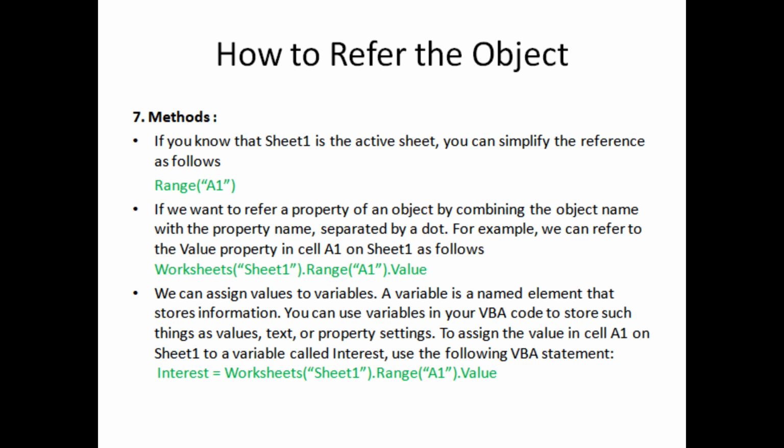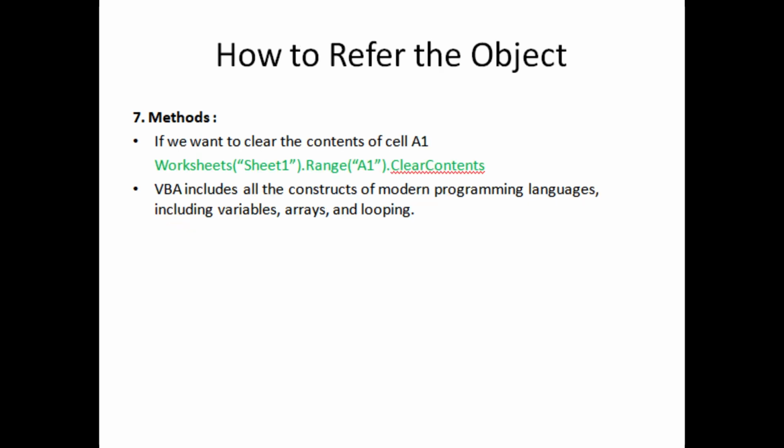To assign the value in cell A1 on Sheet 1 to a variable called interest, use the following VBA statement: interest = Worksheets("Sheet1").Range("A1").Value. If we want to clear the contents of cell A1: Worksheets("Sheet1").Range("A1").ClearContents. VBA includes all the constructs of modern programming languages, including variables, arrays, and looping.